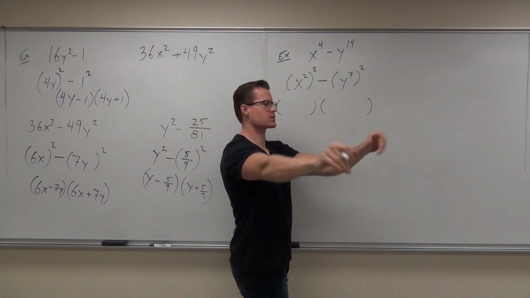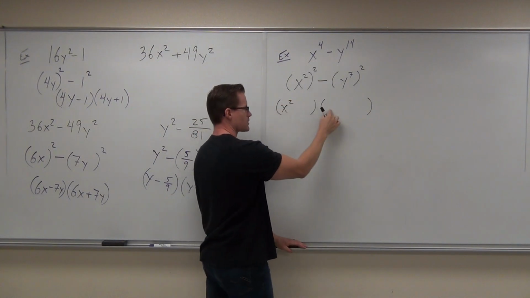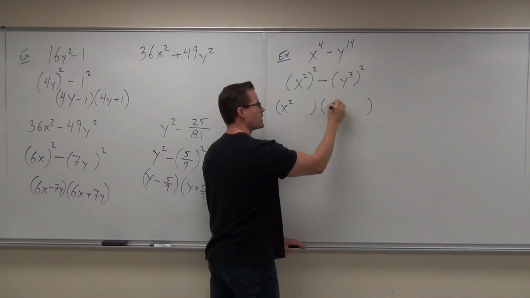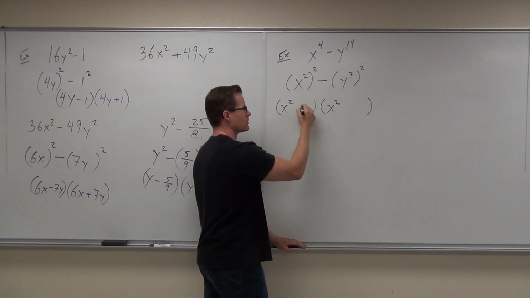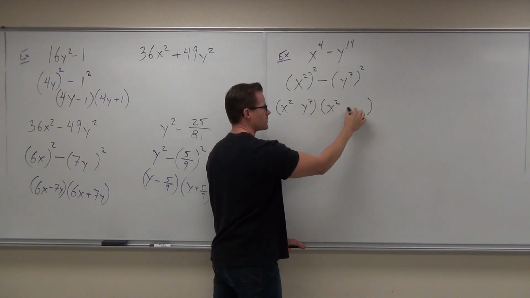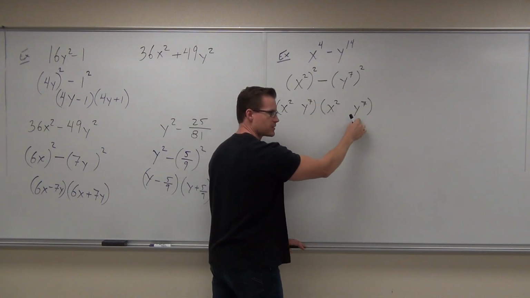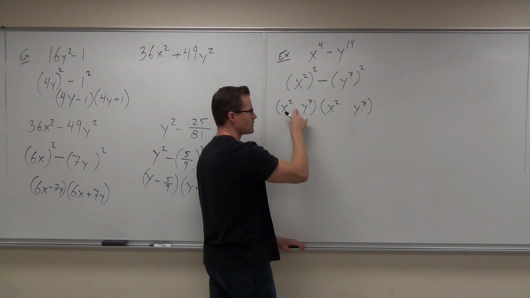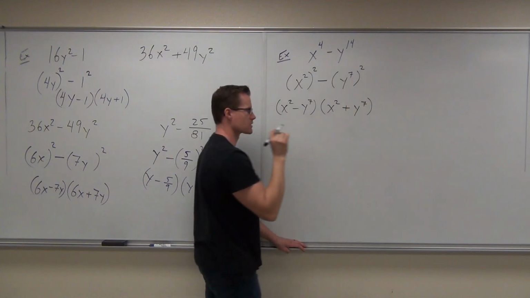Left-hand side people, what goes here? Good, it's perfect. What goes here? The same thing, the first thing goes first. What goes here? Y to the 7th. And what goes here? Y to the 7th. The second thing goes second. First thing first, last thing last. What goes here? Plus minus. Which one? Whichever one. I like the minus first, but that's just me. As long as they're different.